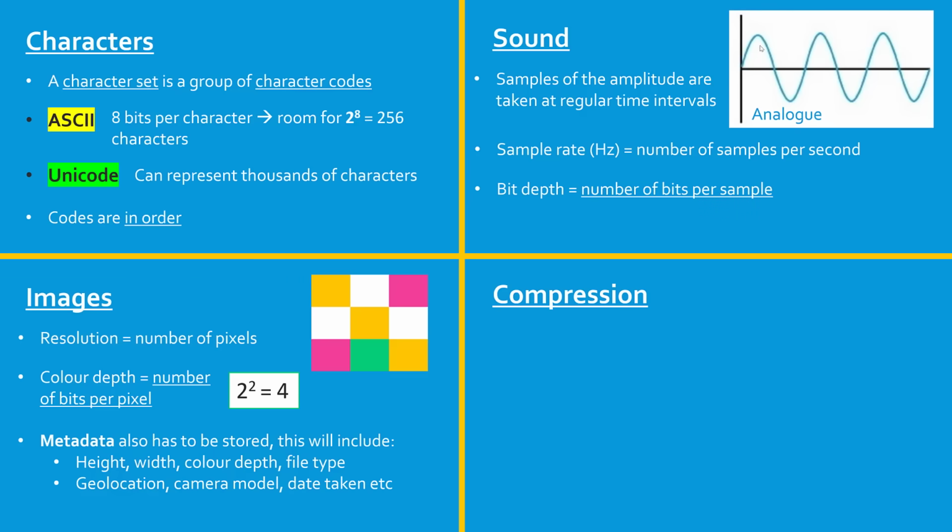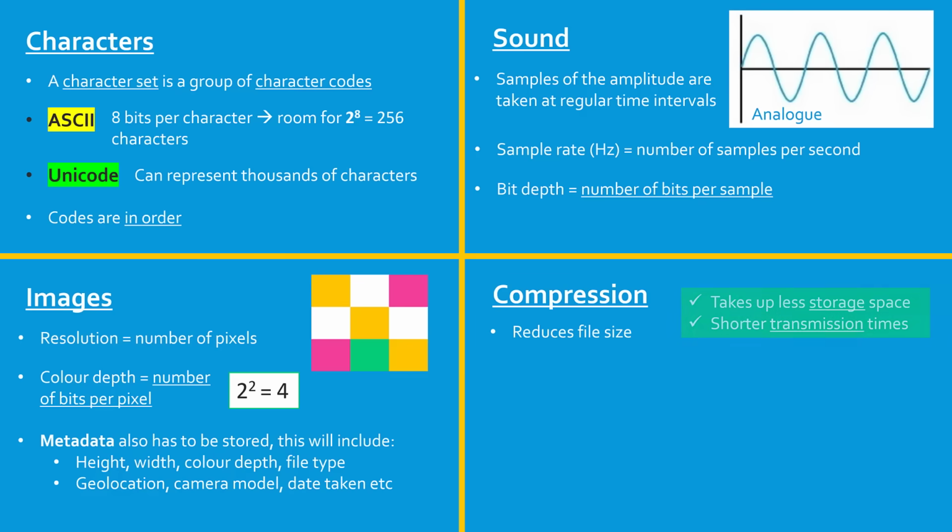Now, for color depth, resolution, sample rate, bit depth, as you increase these, the quality goes up, but so does the file size. So you've got that trade-off. To work out file size for both images and sound, you just multiply the terms together. With sound, you've got to multiply it by the duration as well.